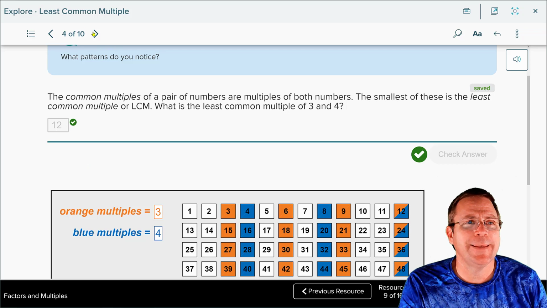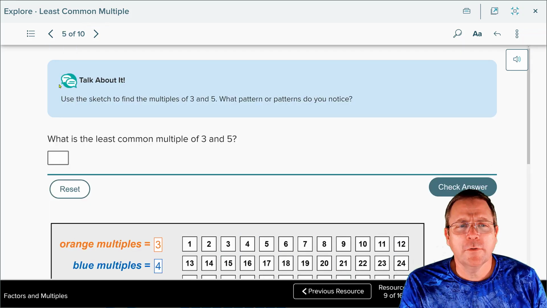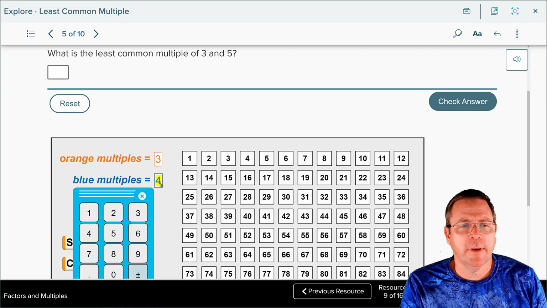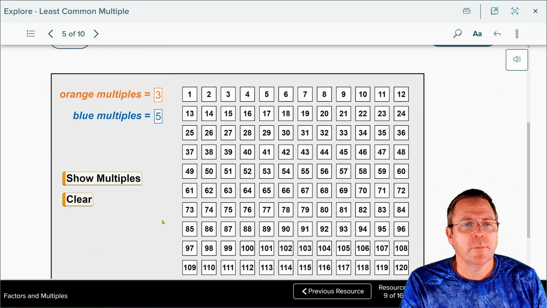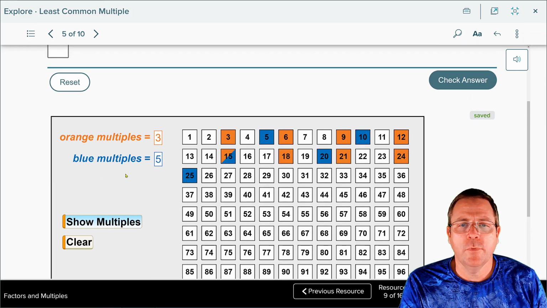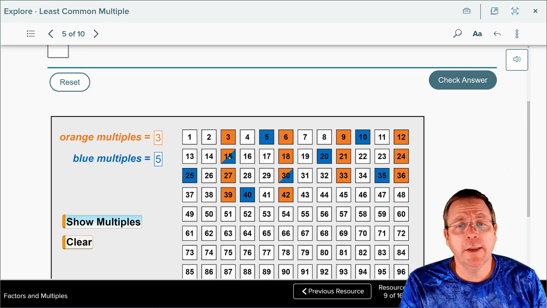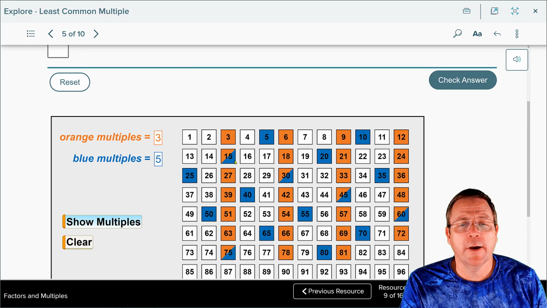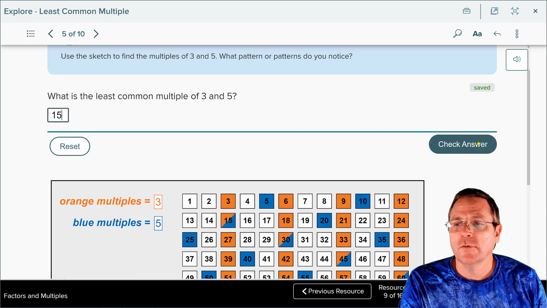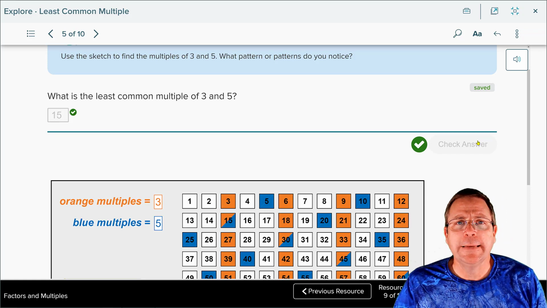It checks. Easy math. Now they want us to find the least common multiple of 3 and 5, and using the sketch pad, that means I need to take that number, change it to 5, and then from there, go ahead and show the multiples, and you can see, oh, there it is right there, 15. That's going to be the least multiple that both 3 and 5 have in common, making 15 our least common multiple. Really easy math here.